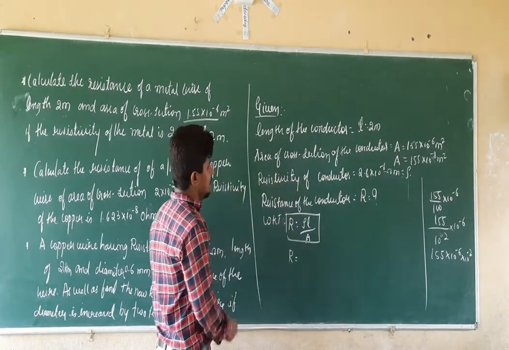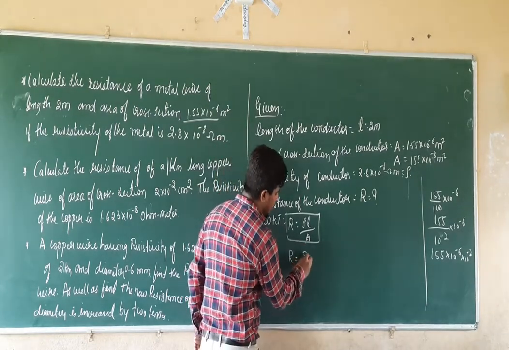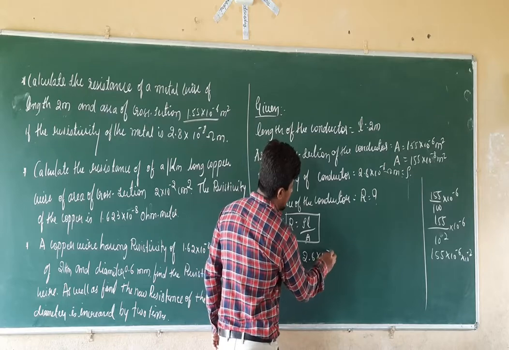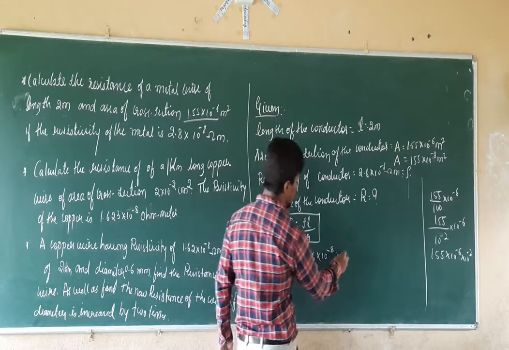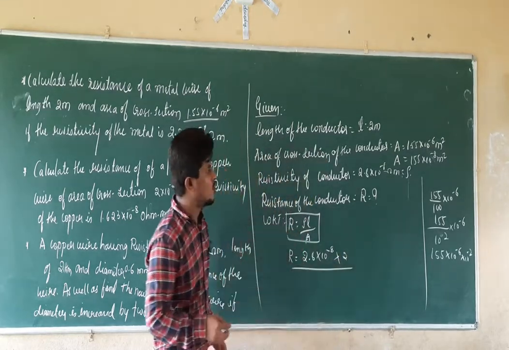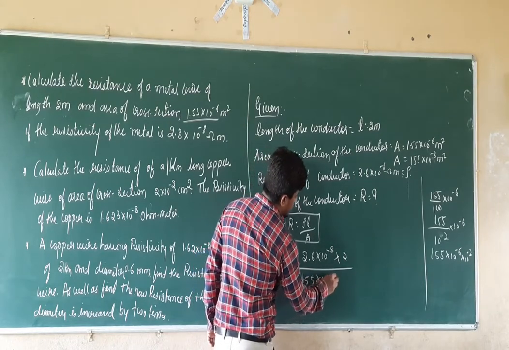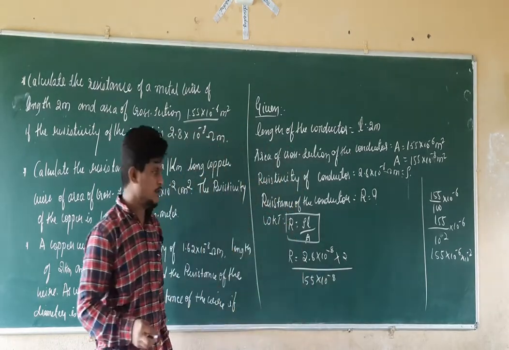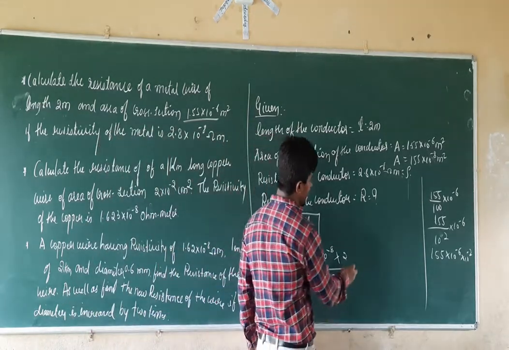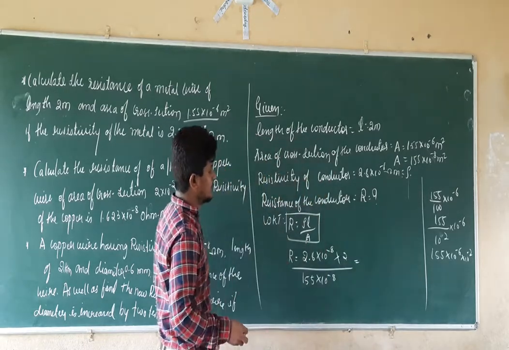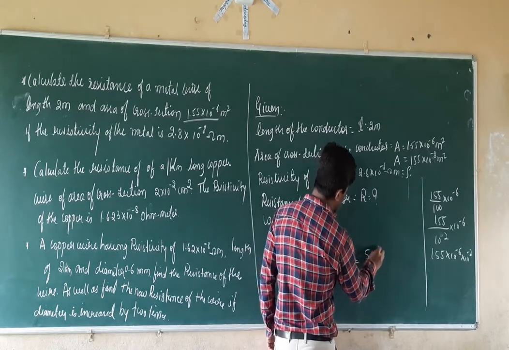If you substitute all the values given in the data, what is the value of rho here? It is 2.8 into 10 raised to minus 8, into the length, which is given as 2, whole divided by the area of cross section, that is 155 into 10 raised to minus 8. So it will become 2.8 into 2, which is equal to 5.6.